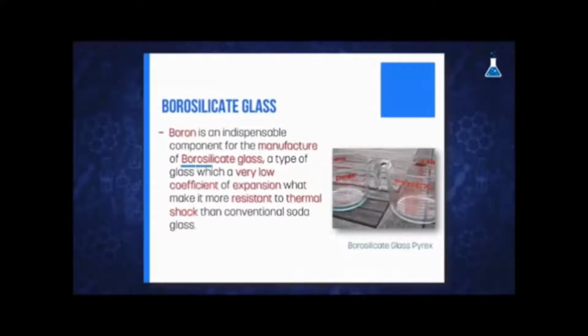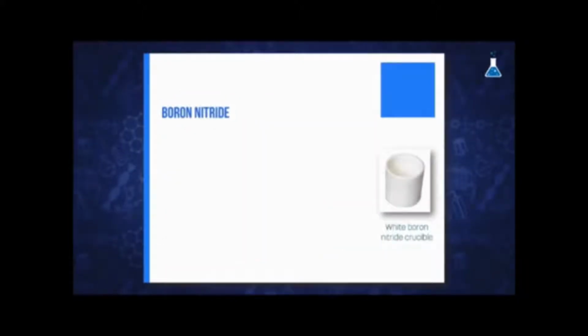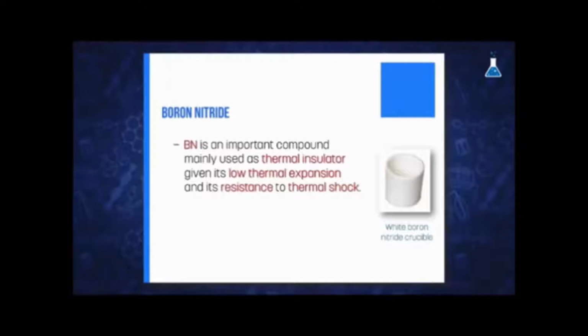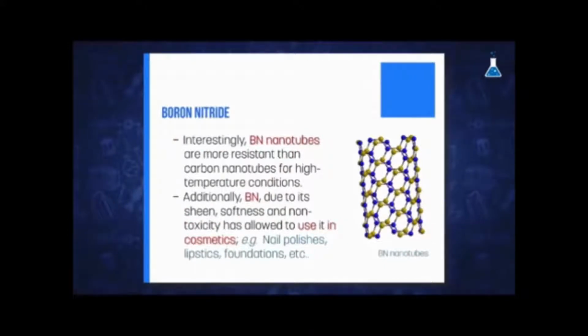Other applications. Borosilicate glass is a type of glass with a very low coefficient of expansion, which makes it more resistant to thermal shock than conventional soda glass. It is widely used in chemical laboratories and kitchens. Boron nitride has many applications. The main use is as a thermal insulator, given its low thermal expansion and its resistance to thermal shocks. It is used in cosmetics such as nail polish and lipstick, due to its sheen, softness, and non-toxicity.